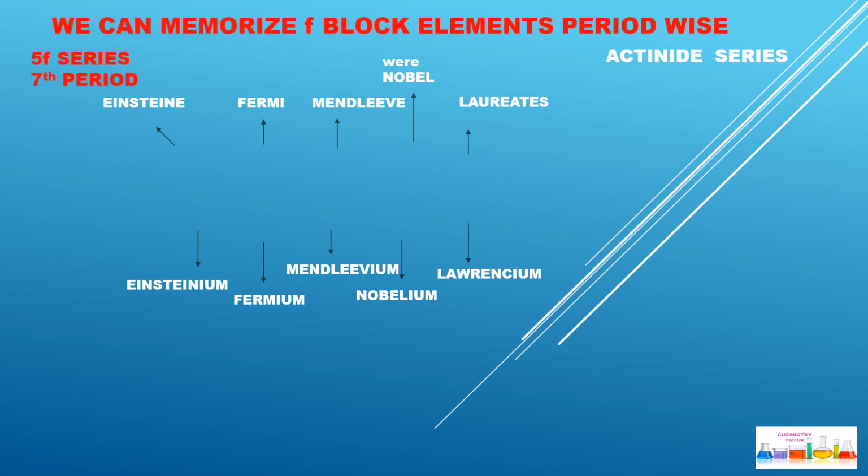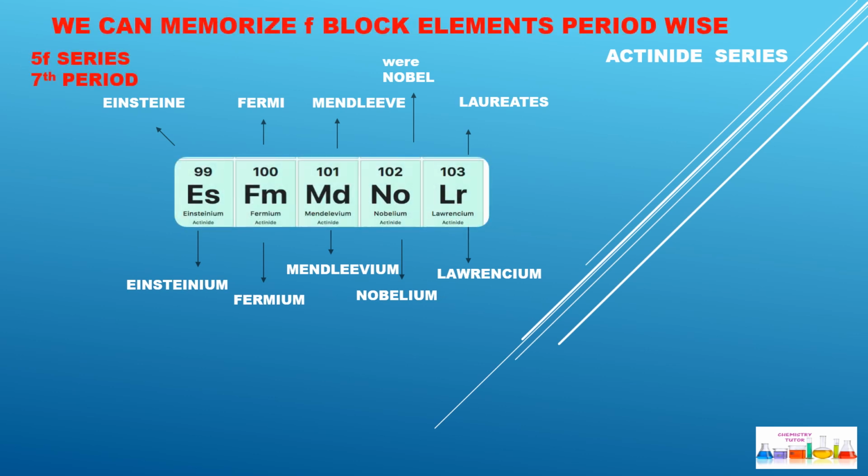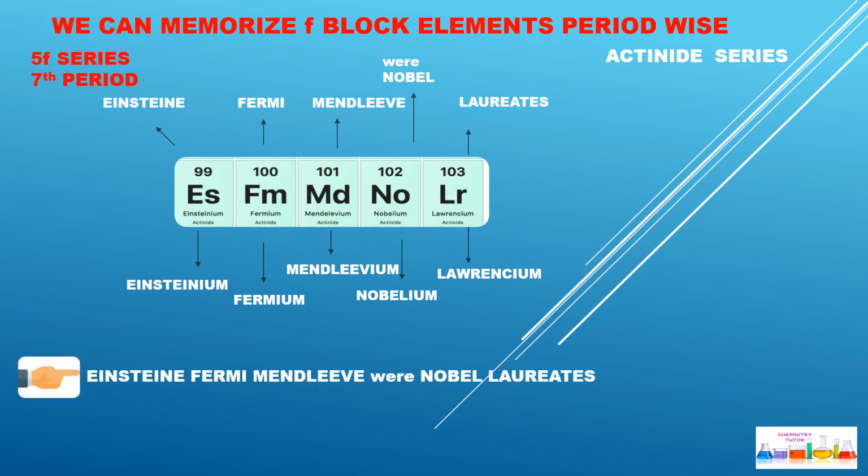Here is the last and third part of the actinide series. The sentence will be: Einstein, Fermi, Mendeleev were Nobel laureates. Einstein, einsteinium; Fermi, fermium; Mendeleev, mendelevium; Nobel, nobelium. Laureates will be for lawrencium. So the sentence is: Einstein, Fermi, Mendeleev were Nobel laureates.